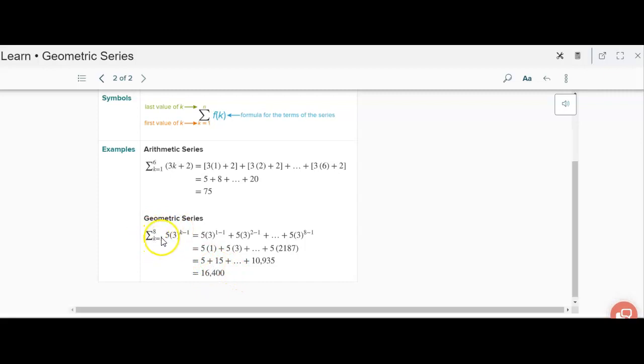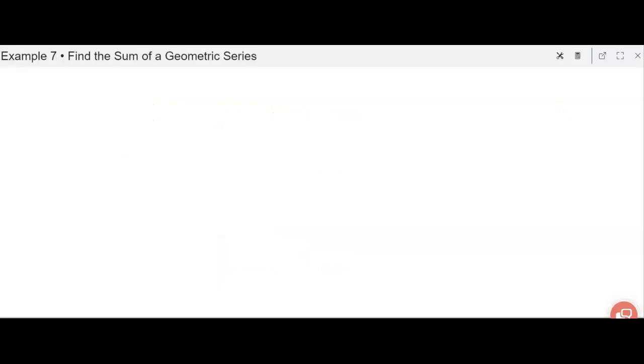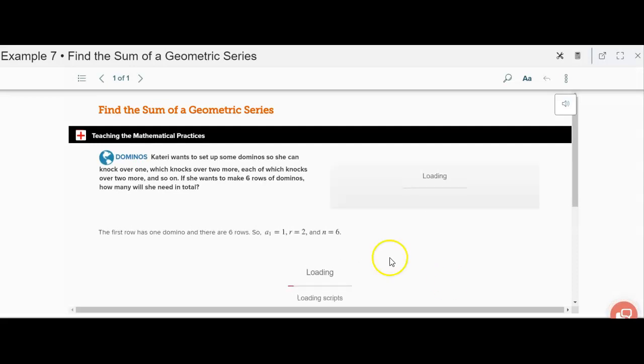This means we're going to add up the first 8 terms of this sequence, defined by this formula, where we would just plug in 1 through 8 for k, evaluate, and add that all up. But again, this is really easy to do with the sum formula. So let's look at this here.